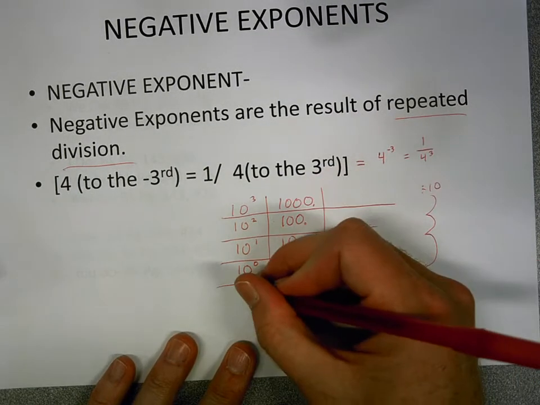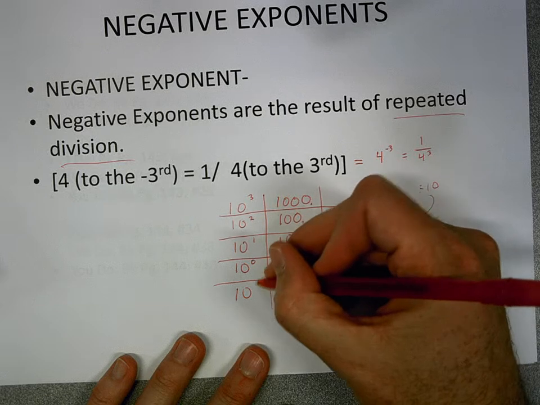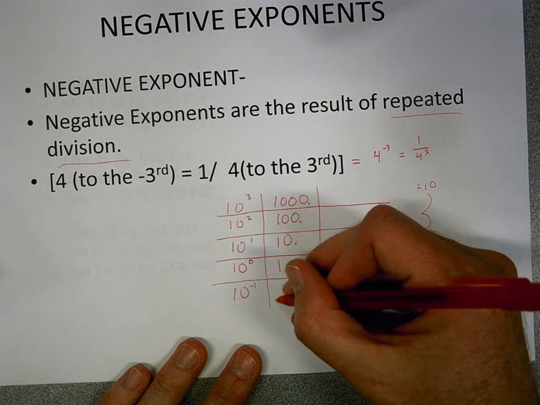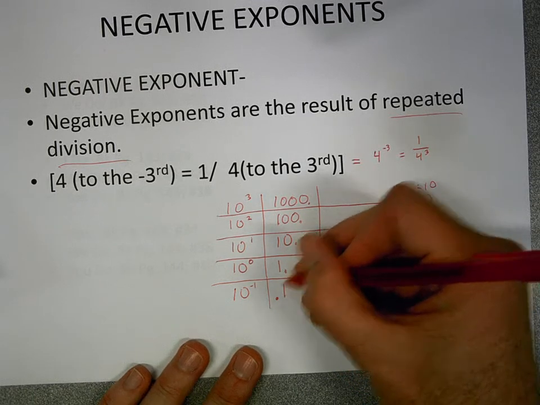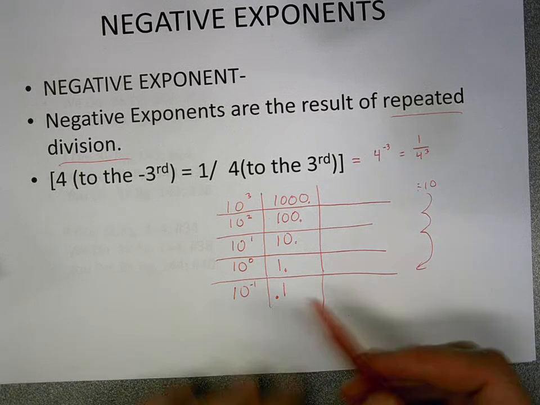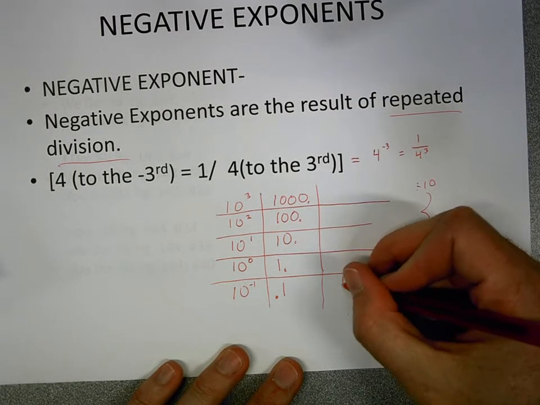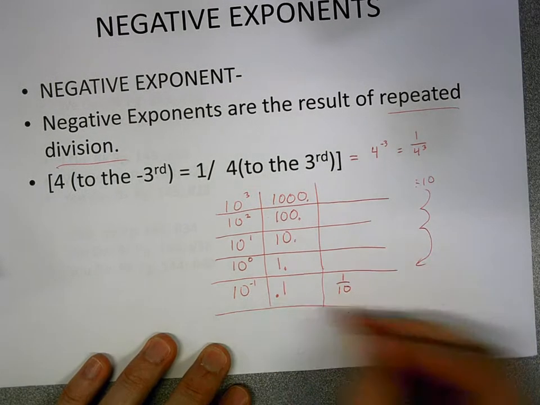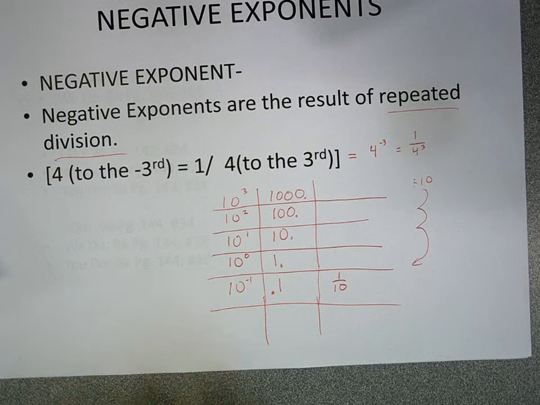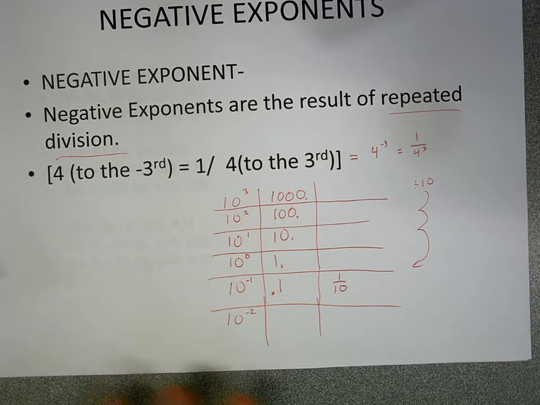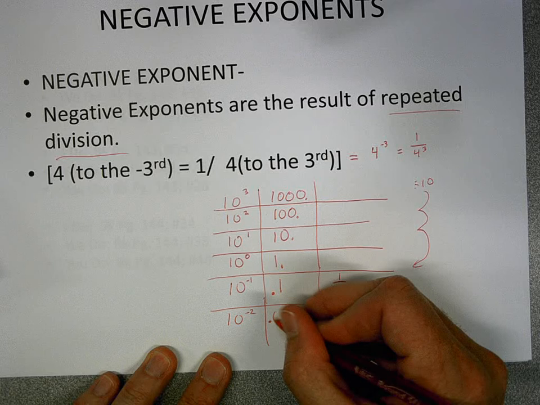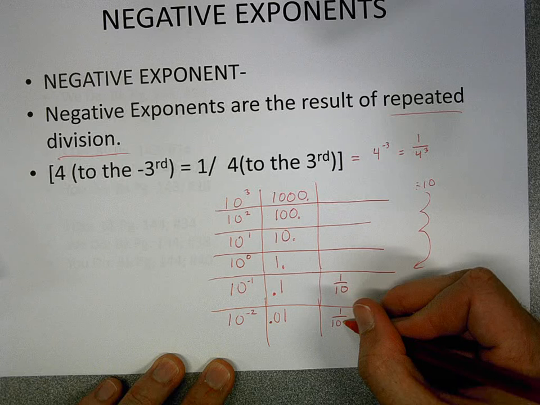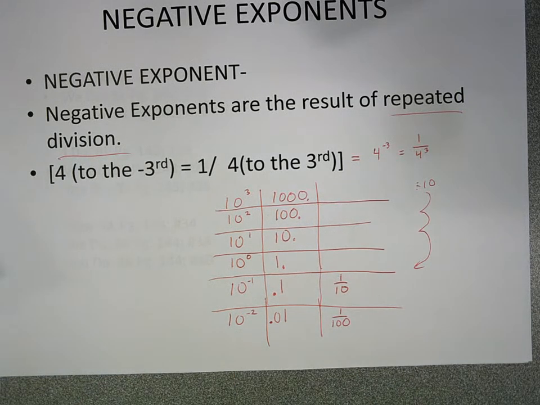Now, if we continue this pattern, we know it goes 3, 2, 1, 0, and then negative 1. If we continue this pattern, we're going to have the decimal point moving one more to the left. What that is, is 1/10 as a fraction and as a decimal. If we continue, 10 to the negative second power, this is shifting over again. So now we end up with 1/100th. And if I write that as a fraction, there it is.